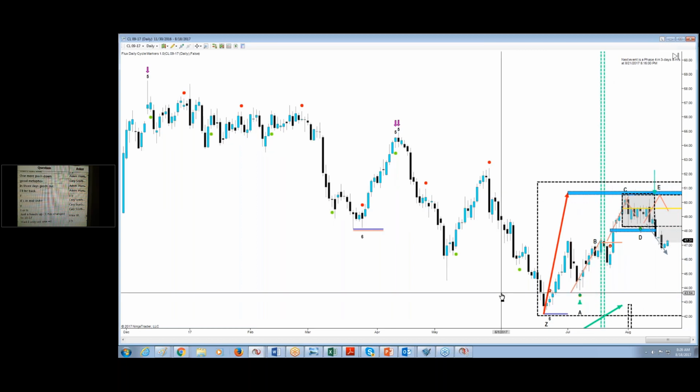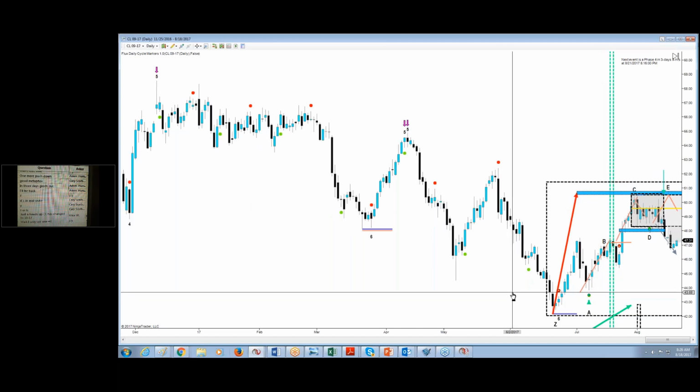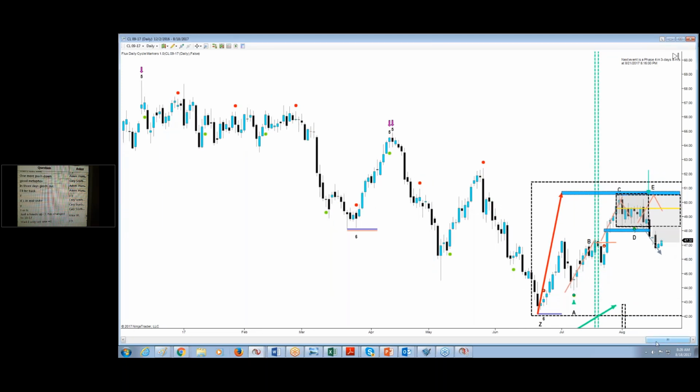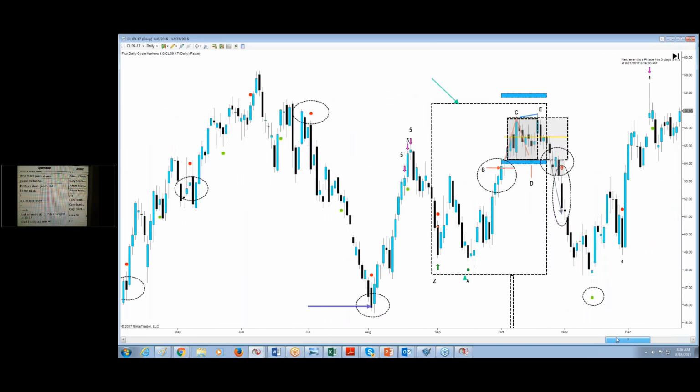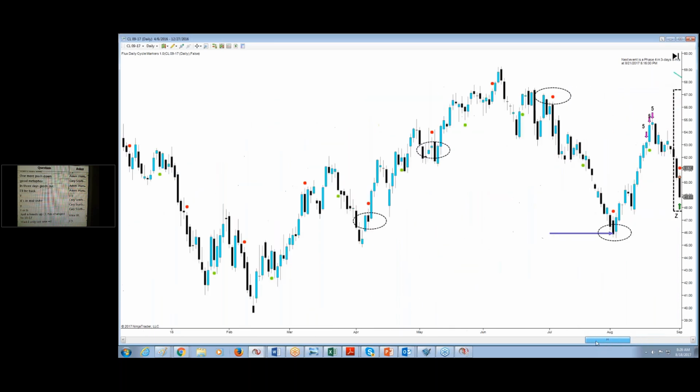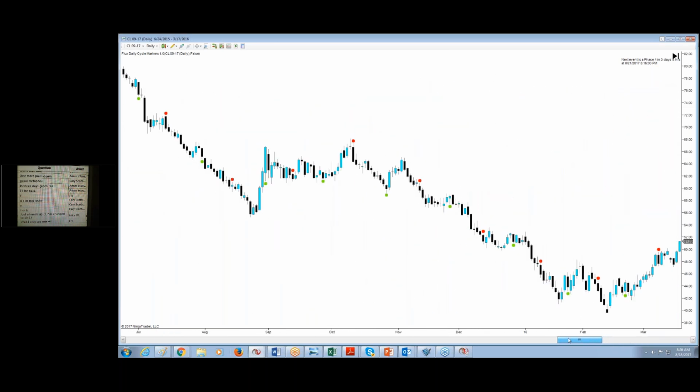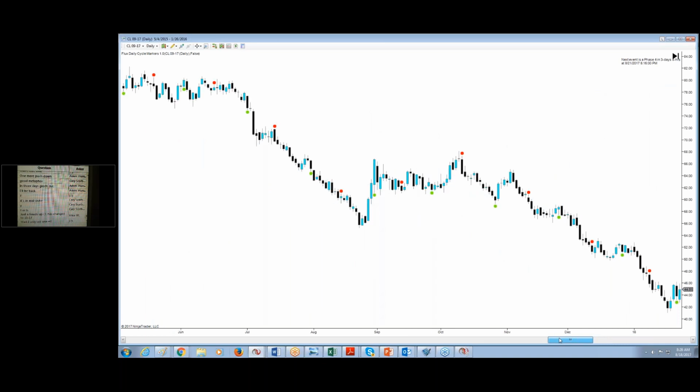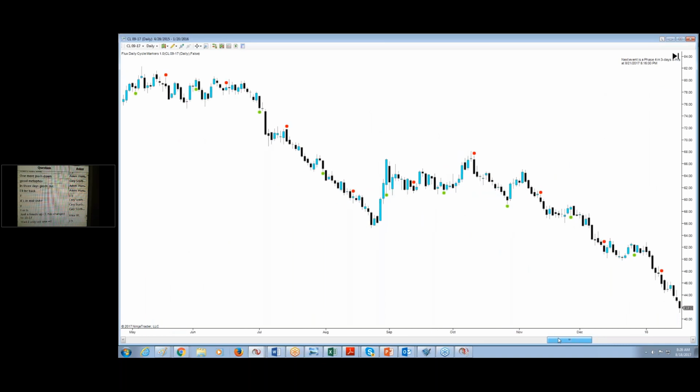Before we go. Okay, so this is July, August of this year. This is July, August of last year. And you can see that pattern came in September, October. I'm going to go back. July, August, September, October.